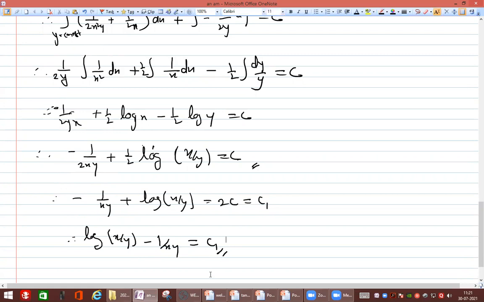So this way we find the solution of a non-exact differential equation if it is in the form of y into f of xy dx plus x into g of xy dy, using rule 2 of the integrating factor.